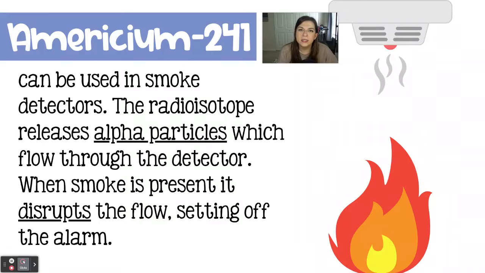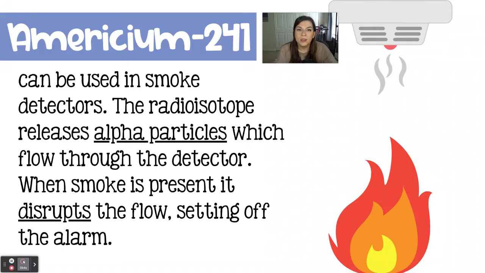Then we have americium-241, and this is used in the smoke detector in your own house. So the smoke detector is going to release alpha particles. The radioisotope is going to release alpha particles, and they're going to flow through the detector. So remember, alpha particles are positive. So they're going to flow away from a positive part of your smoke detector down to a negative piece, and that's just an electric field produced by the battery. And if there is smoke from a fire, it will disrupt the flow of those alpha particles. And once that flow is broken, the smoke detector is going to go off.